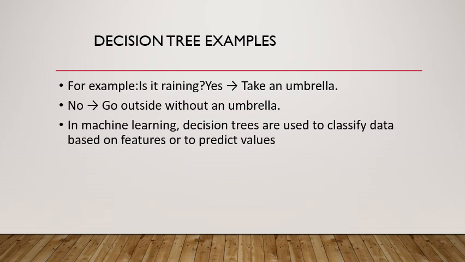Decision tree example. Example, it is raining. If yes, take an umbrella. No, go outside without an umbrella. In machine learning, decision trees are used to classify data based on features or to predict values. Okay, this is about the example of decision tree.